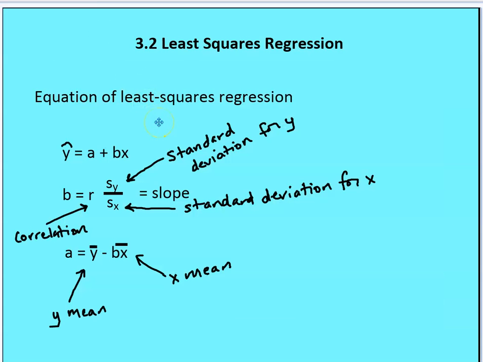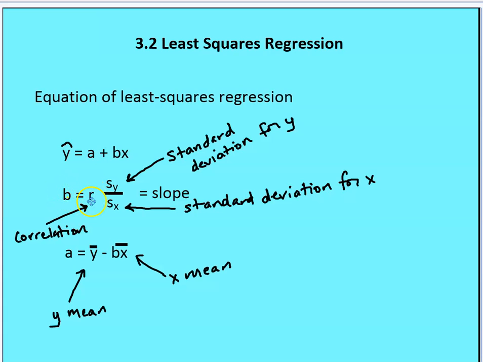Okay, so now we need to calculate the equation of the least squares regression line. Of course, you can do this in your calculator, but I want you to be able to do this by hand. So our goal is to find this line: predicted value is equal to y-intercept plus slope times the explanatory variable.